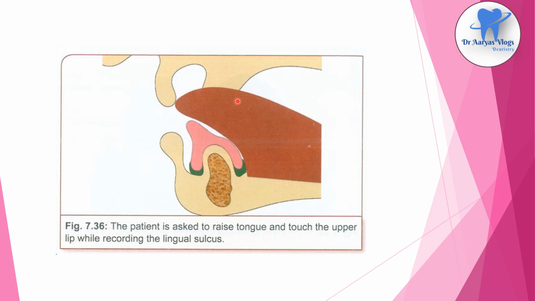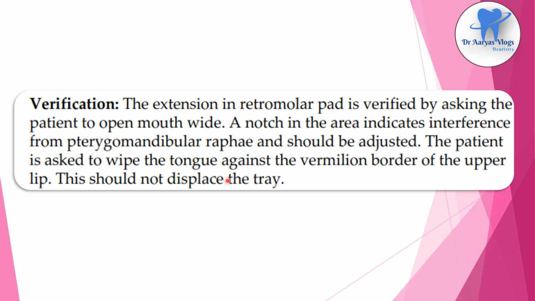Increase in the thickness of the posterior part of the lingual flange due to accumulation of border molding material can interfere with the action of the mylohyoid muscle. So the verification is by asking the patient to open the mouth wide. If there is any notch in that area, it indicates overextension or interference from the pterygomandibular raphe, and it should be adjusted. And the patient is asked to wipe the tongue against the vermilion border of the upper lip. This should not displace the tray.